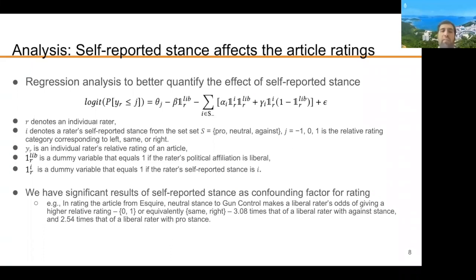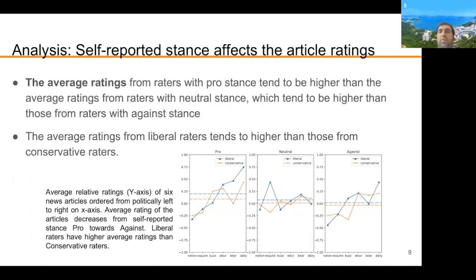For instance, in rating the article from a square, neutral stance to gun control makes a liberal rater's odds of giving a higher relative rating to that of a liberal rater with an against stance. We then use the average method to show the same thing. The average method is also commonly used in different studies to find the resultant rating for a given news article based on the average of all the raters.